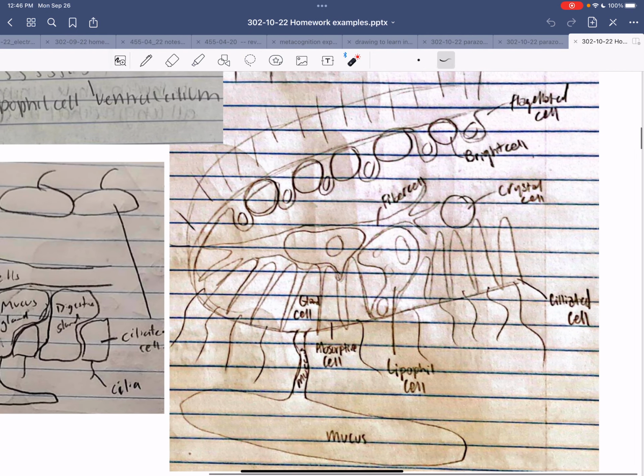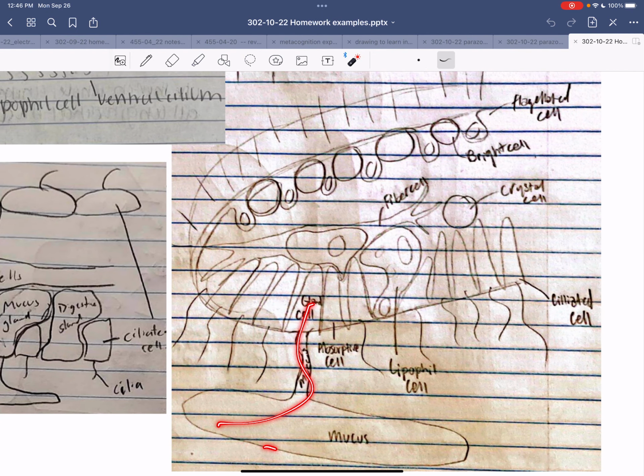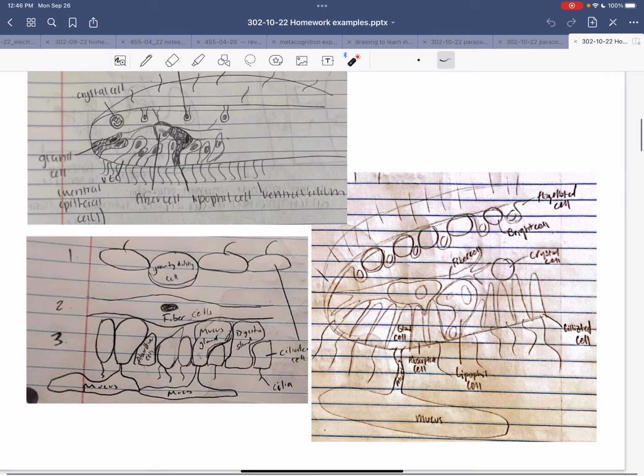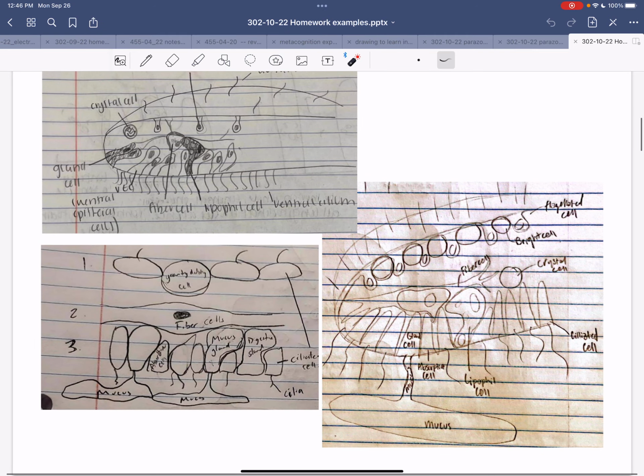Here's another one that again shows the gland cells. Great to include enzymes here. All of these were fine. For the exam, I would expect you to know what these different cell types do.